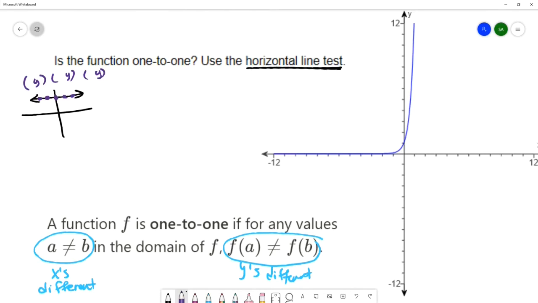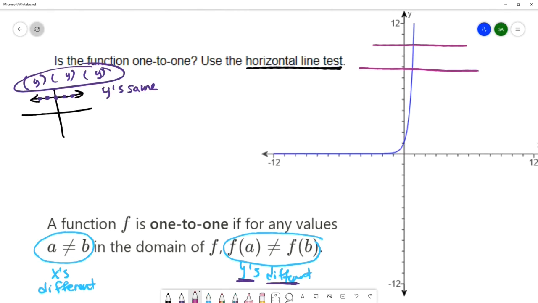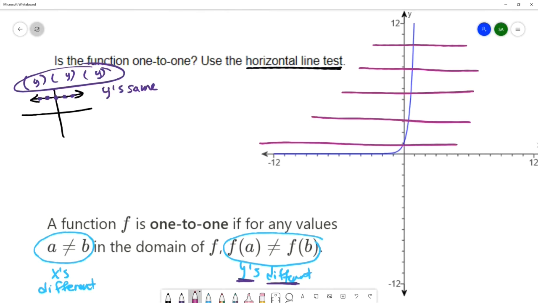And so we want the y's to be different. The horizontal line has all the y's being the same. So it's a good comparison to our graph. The horizontal line is the opposite of what we're looking for. So on this graph, we're going to draw horizontal lines, and we're going to pay attention to the intersection points.